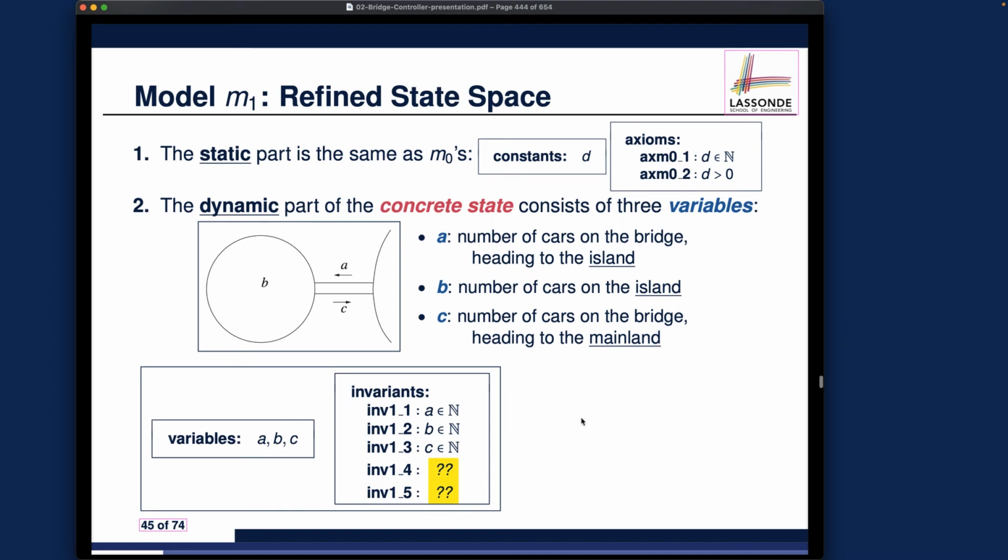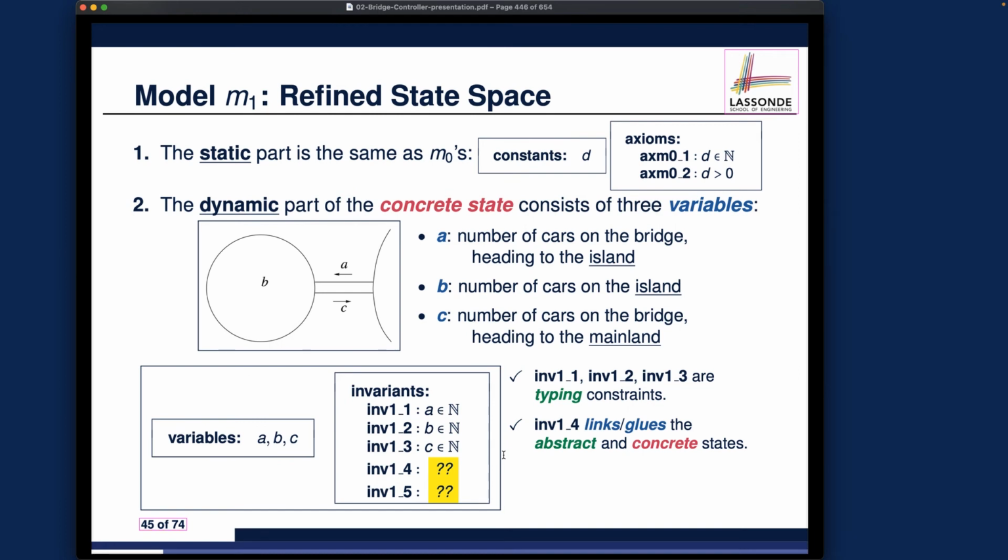We'll see that. Right, so you can see invariant number 1, 2, and 3. They're simply typing invariants, typing constraints, just to specify what the types should be for each of the A, B, and C. Straightforward. And we got number 4 and number 5. Number 4, let me tell you informally what it should be, and then you can tell me how it should be expressed mathematically. We said invariant number 4 is the kind of invariant that links and glues the abstract state and concrete state together.